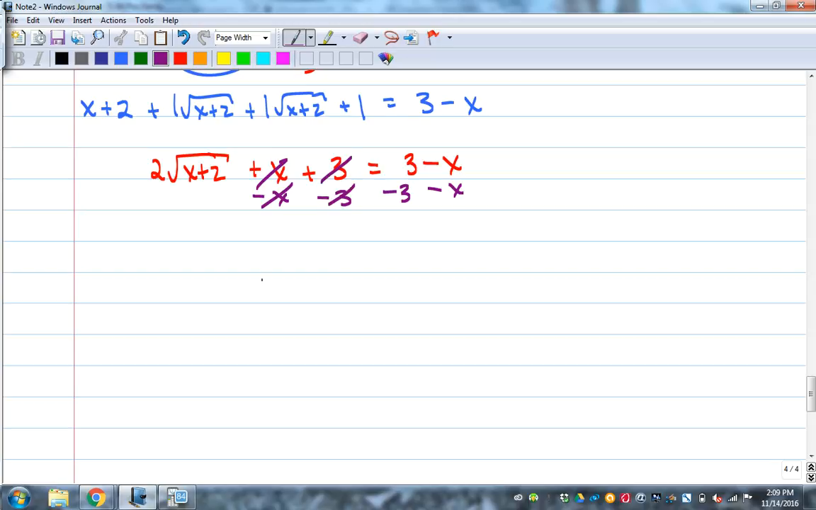So these cancel. There I have 2 radical x plus 2. And then the 3's cancel, but I have a negative 2x. Divide by 2 to get the radical by itself. So we're about to finally get rid of the radical x plus 2. Now, is that radical by itself now? Yes. Now we can square to get rid of it.